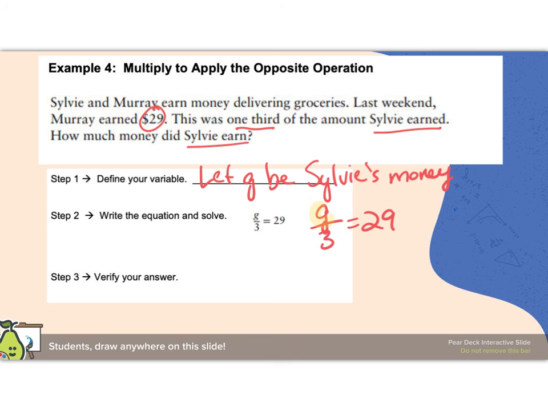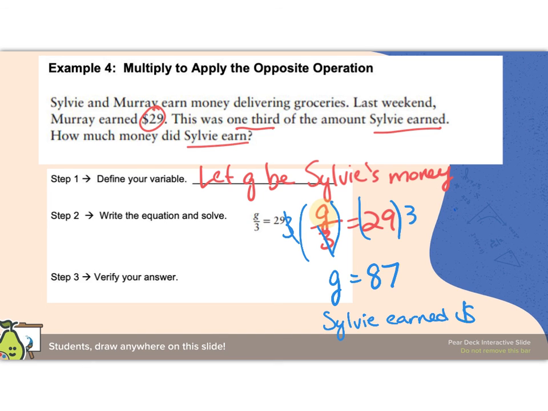I'm just going to highlight that G over here. For this one, because G is divided by 3, the opposite is to multiply by 3. Multiplying by 3 and dividing by 3 means you really have no change. So now you're back to just G. 29 times 3 is 87. And so my answer: Sylvie earned $87.